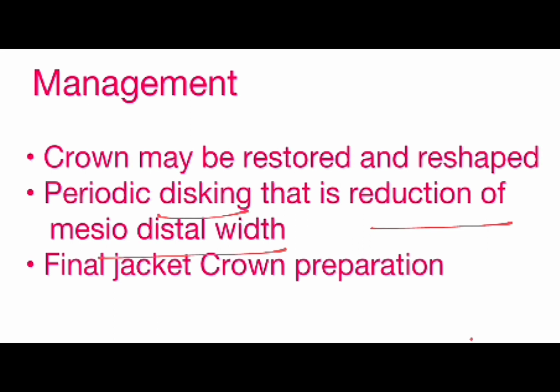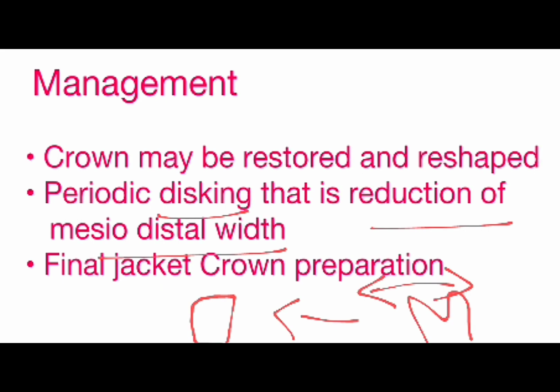So we will reduce this mesiodistal width, and after that we will do crown preparation, take a measurement, and provide the patient a new crown. It will look somewhat like this, a single tooth. After mesiodistal width reduction, crown preparation, and artificial crown placement, it will provide aesthetics to the patient, and that is our only aim, to correct the aesthetics.